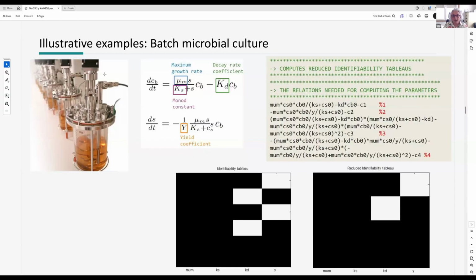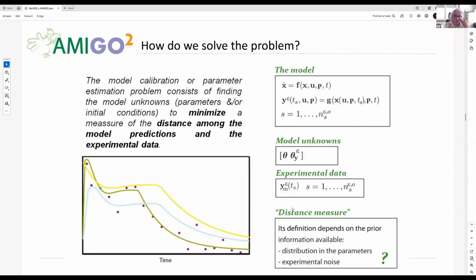For the illustrative example, this batch microbial culture, the model is structurally identifiable. So it is very simple to run. You just write the equations, say what the parameters to be estimated are, and of course, it may take some time for larger models, but you will come up with the result saying the model is identifiable, or these parameters are identifiable and these other parameters are not identifiable. So you can play around with the tool if you want, and if you have any questions, please let us know.